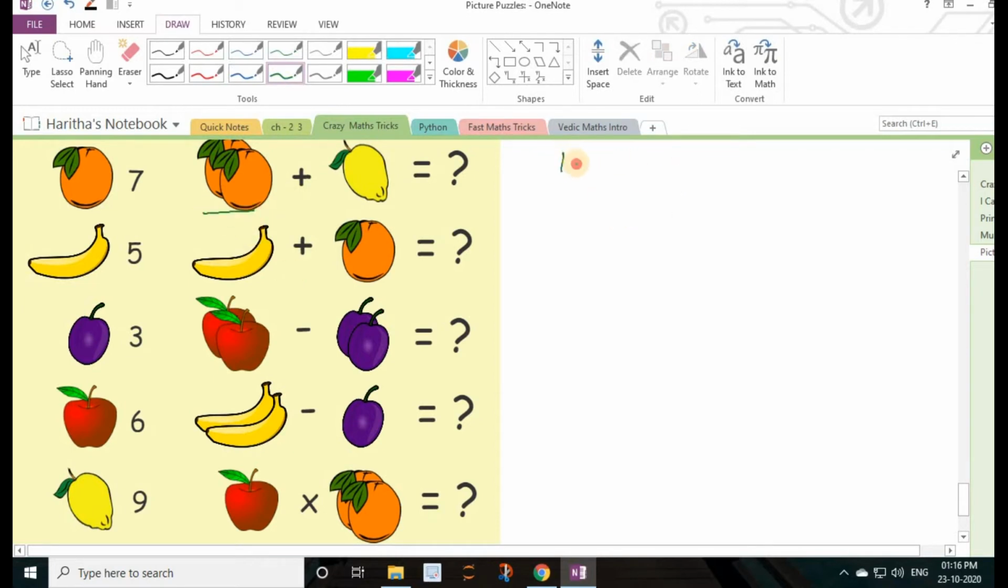So nothing but 2 7s are 14, and 1 mango is 9. 14 plus 9, how much? Yes, 23. And now banana is 5, orange is 7. 5 plus 7 is 12. And this answer is 23 and this answer is 12. 1 apple is 6. Here he has given 2 apples. So 2 6s are 12.